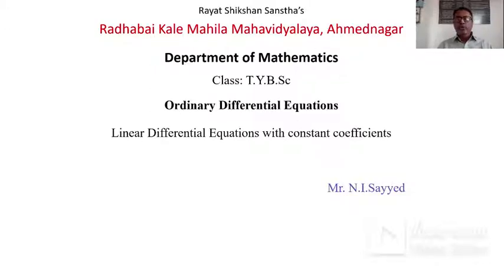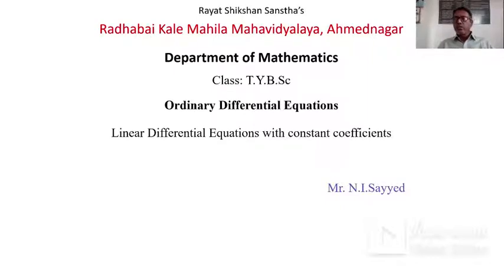Now in the second part, if f of a is 0, then what happens? If f of a is 0, this means that D minus a is a factor of f of D. Suppose this factor is repeated r times, which means we take f of D equal to (D minus a) to the power r into phi of D, where phi of a is not equal to 0. And we want to see what happens if we operate this on q of x.